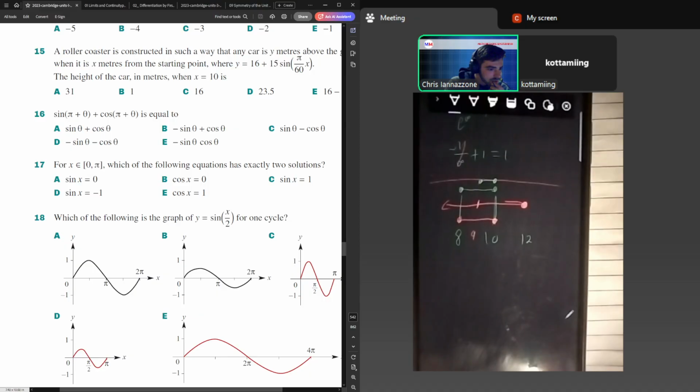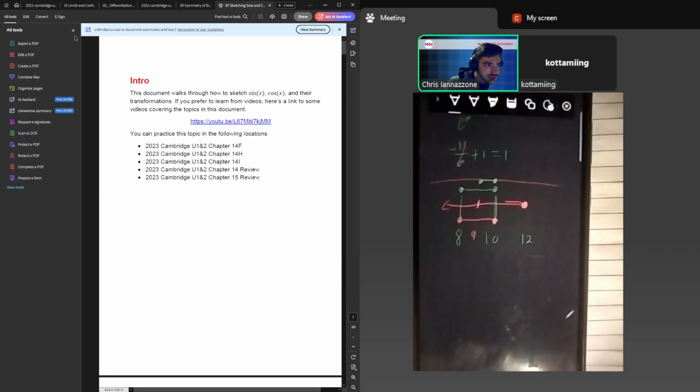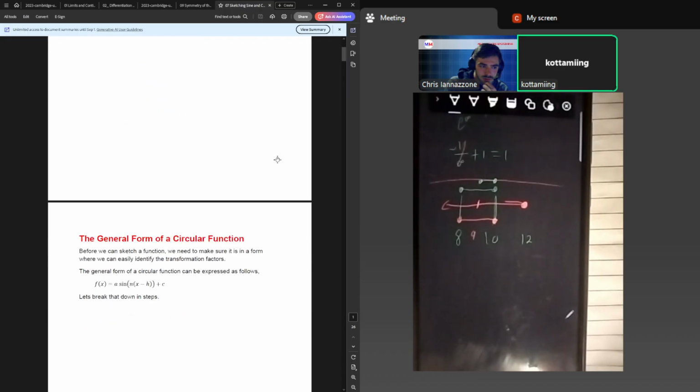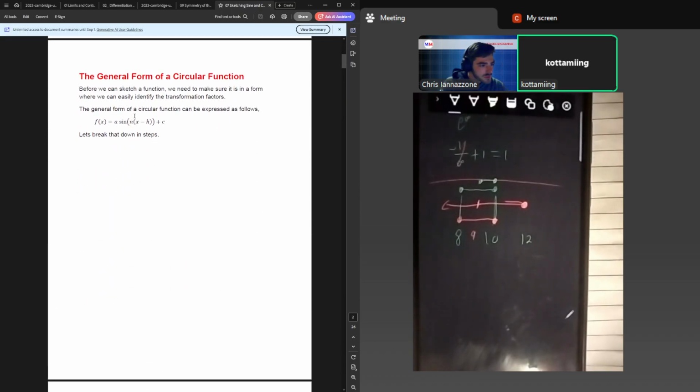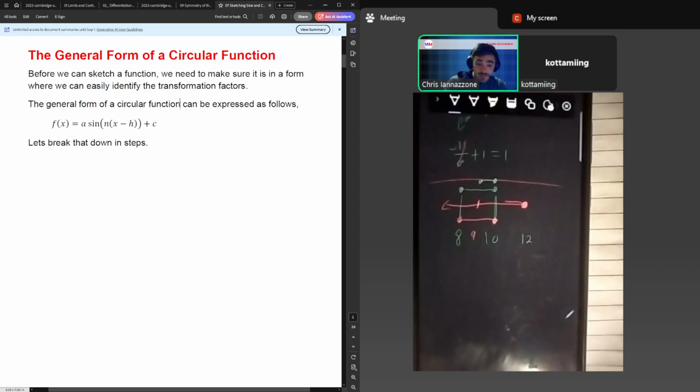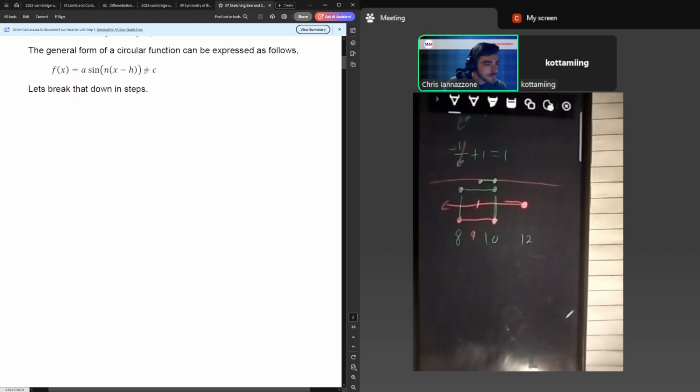Sketching sine and cos. The way it works is identical to the way quadratics work. Are you familiar with the transformations for quadratics? Yeah. Okay, cool. In quadratics, x minus something would mean going to the right, and x plus something would mean going to the left. Exact same thing in circular functions.